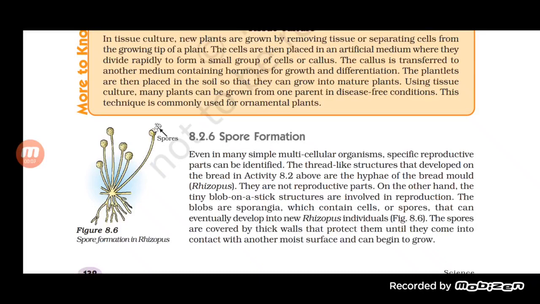So student, in the previous class we were talking about asexual reproduction. We were talking about how asexual reproduction basically takes place.